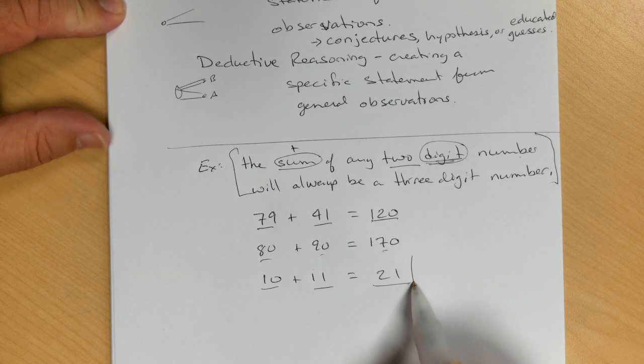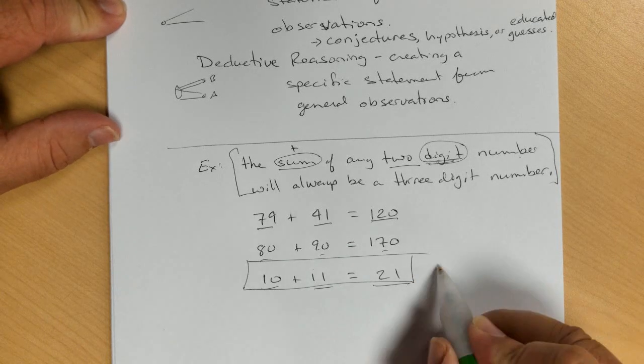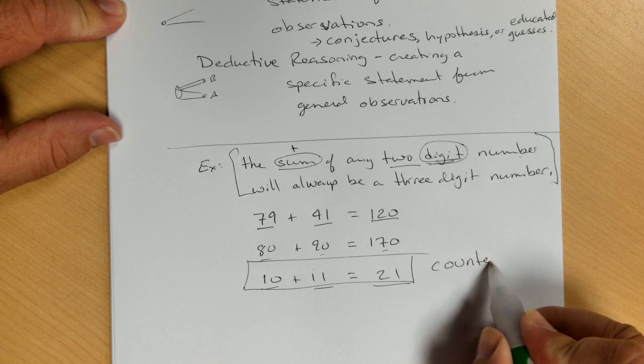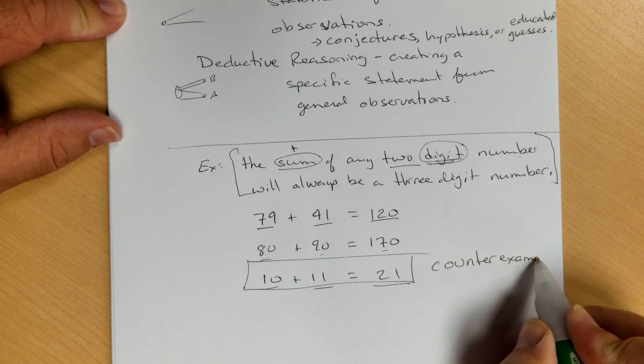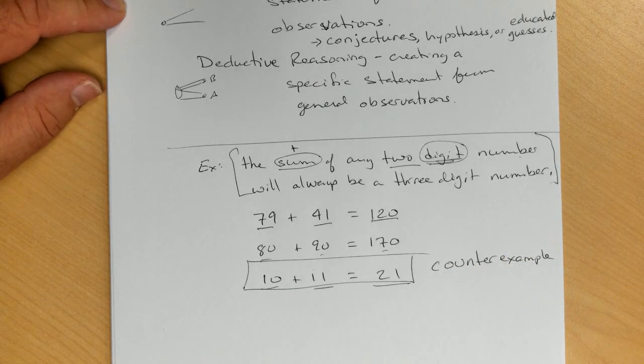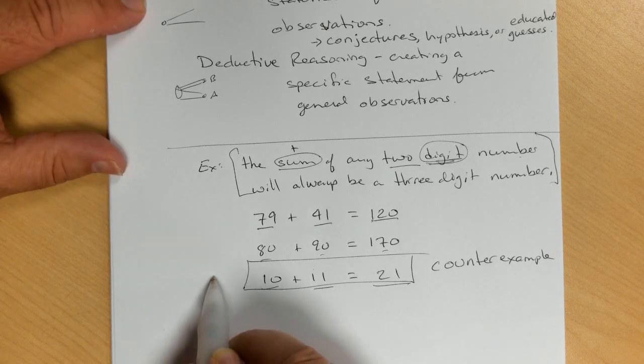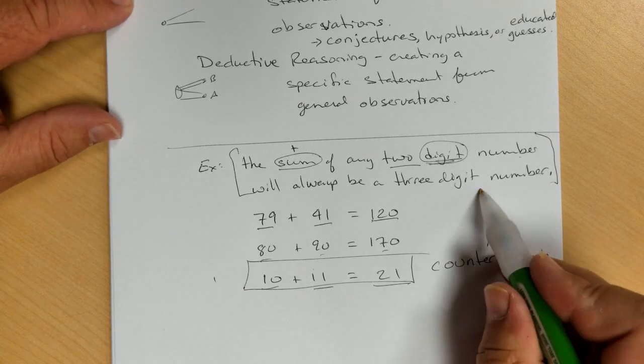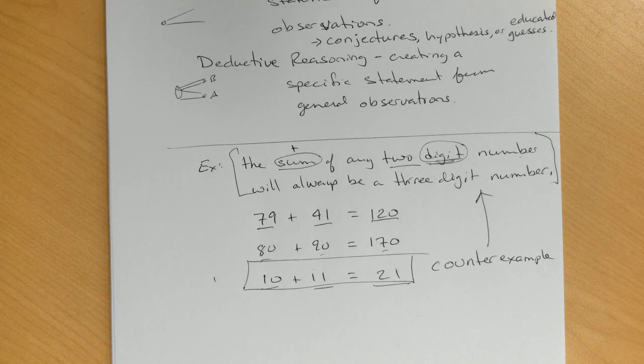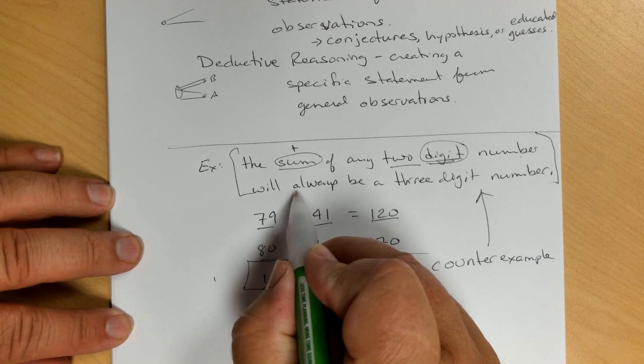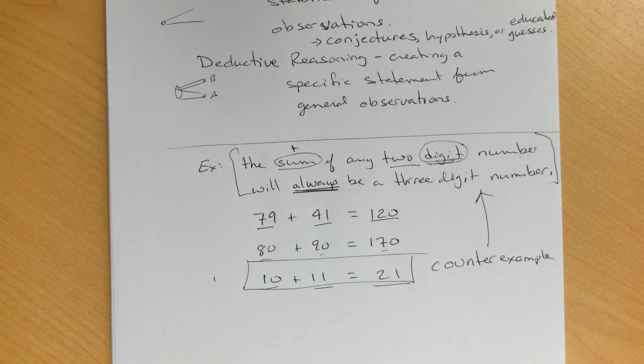No. That is what's called a counterexample. All I have to do is find one counterexample to prove that this statement is false. Why is it false? Because of this word right here. It says always gives you a 3-digit number.